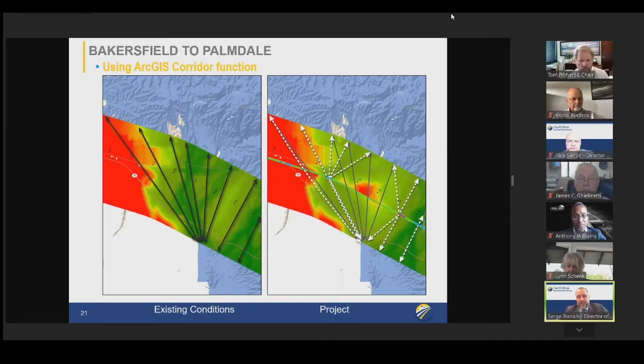We then evaluate with the project what happens to movement, even where we have areas of embankment. So this is a model that we used for kit fox, which is down in the valley as we are close to Bakersfield.